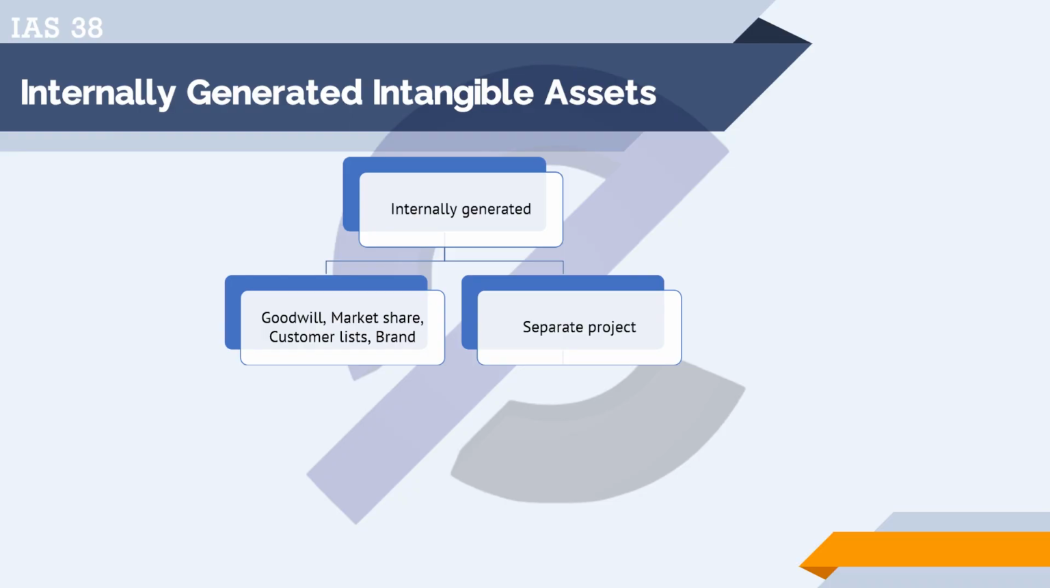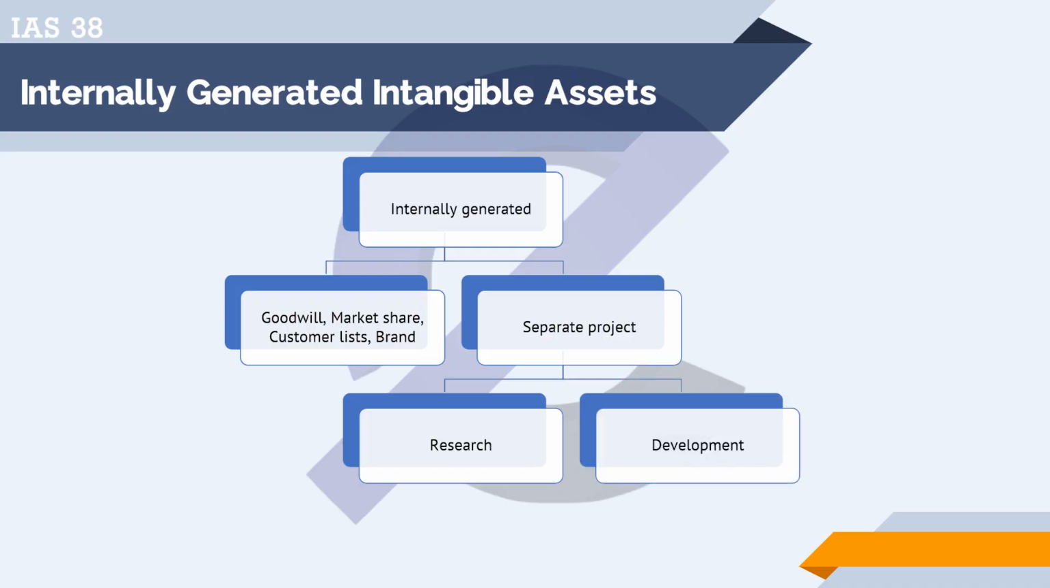IAS 38 in this case says that you have to identify whether that separate project is research expense or development expense. The difference between these two is that while the company is looking for a new product, that is the research phase, and when the research becomes successful, we call it development expenditure. If a company can identify between these two, then the accounting treatment becomes very easy. But the main struggle with respect to companies lies in identifying whether a particular expense meets the criteria of research or the criteria of being a development expenditure.